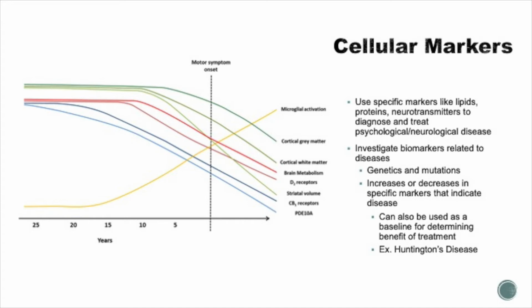And these cellular markers can also be used as a baseline for determining the benefit of a treatment. So if we give Huntington's patients a specific treatment, we can look at these cellular markers to determine how well our therapy is working.